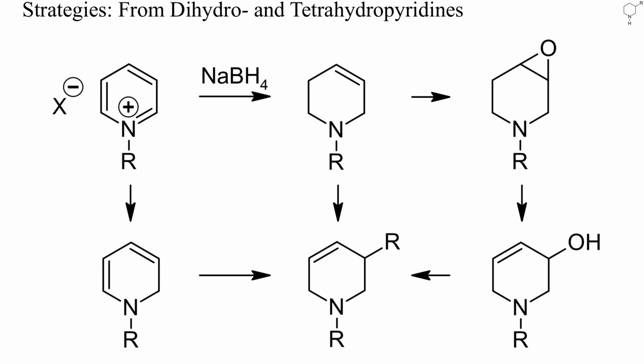Quaternized pyridines are easy to reduce to either dihydro or tetrahydropyridines. These may serve as intermediates for preparing 3-alkyl or 3-aryl piperidines, for instance by Heck arylation or by conversion into an epoxide and isomerization to an allyl alcohol.